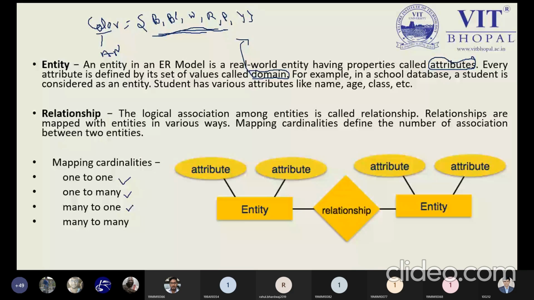Can anyone tell me a real example of one to one, one to many, or many to many? Except for the student-faculty example, just give me a real example. Please tell me any real example.